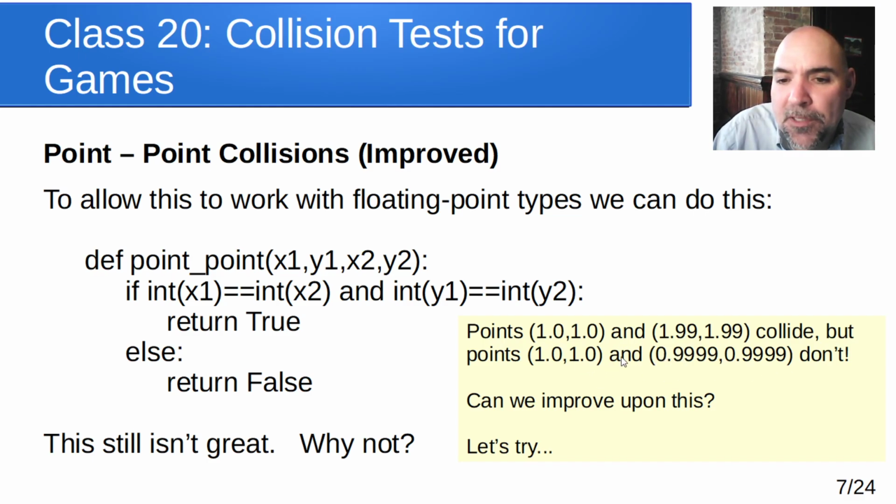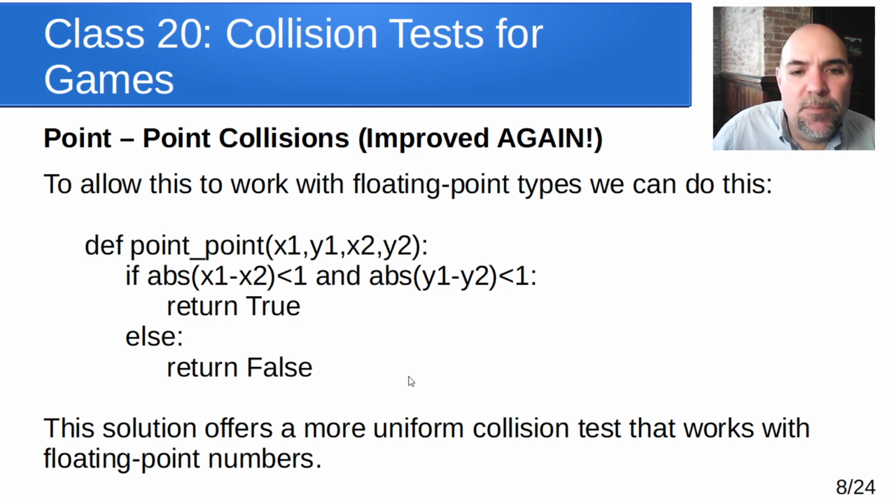So even though these 2 points are closer, they're not colliding. Even though these ones are farther apart, they are. So one way to improve upon this would be to do something along this. So here's another improvement where we would say, you know what, let's take the absolute value of the difference in those.